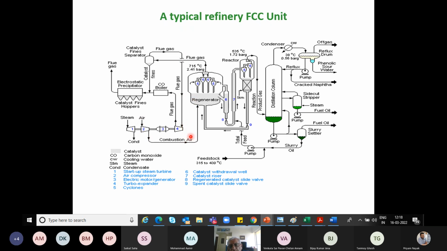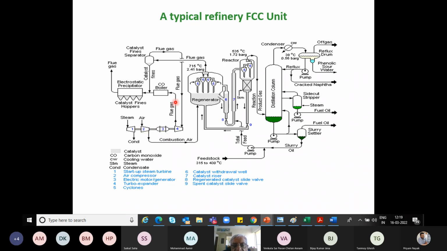Quite a few FCC units which are large in capacity, something like more than roughly about 3.5 to 4 million tons per annum capacity, there it becomes economically viable to put in a turbo expander. So you get flue gas and then you go through a turbo expander, or in other words, a turbine to generate power, and that power can be put into the grid or can be used elsewhere in the refinery or can be used to run a compressor, as you can see here.